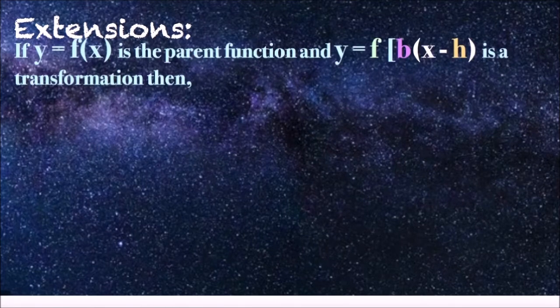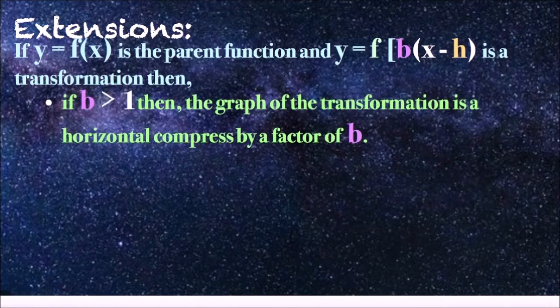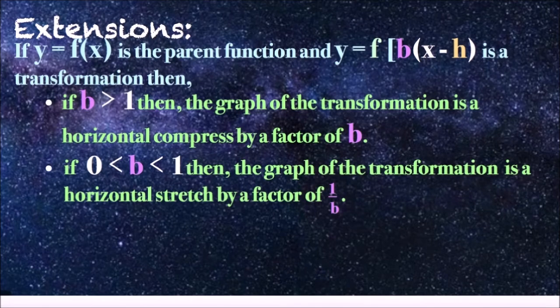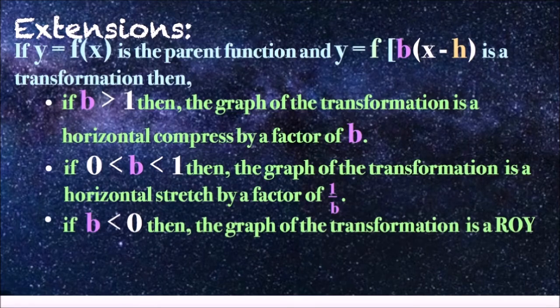Extensions. If y equals f of x is the parent function, and y equals f of b times the quantity x minus h is a transformation, then if b is greater than 1, the graph of the transformation is a horizontal compression by a factor of b. If 0 is less than b less than 1, then the graph of the transformation is a horizontal stretch by a factor of 1 over b. If b is less than 0, then the graph of the transformation is a reflection.